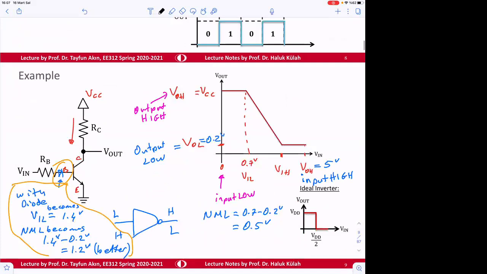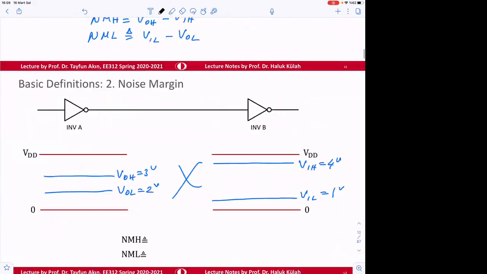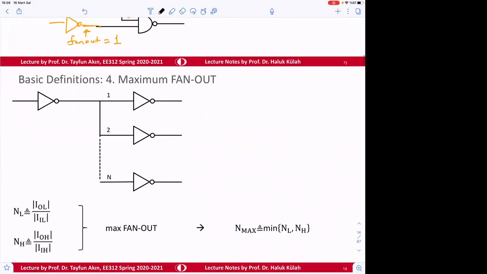For this gate to operate properly, it needs current. It needs current so that the transistor can saturate and the output can reach 0.2 volt. Therefore, maybe I can draw it just for fun. For this circuit, this is one of the circuits that we see. There will be other circuits. Okay, V in, V out.